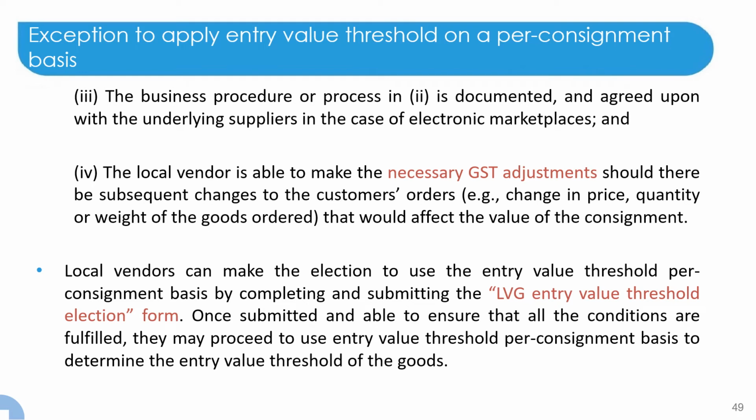Third condition, the business procedure or process in the second condition is documented and agreed upon with the underlying suppliers in the case of the electronic marketplaces. And fourth condition, the local vendor is able to make the necessary GST adjustments should there be subsequent changes to the customer's orders. For example, change in price, quantity, or weight of the goods ordered that would affect the value of the consignment.